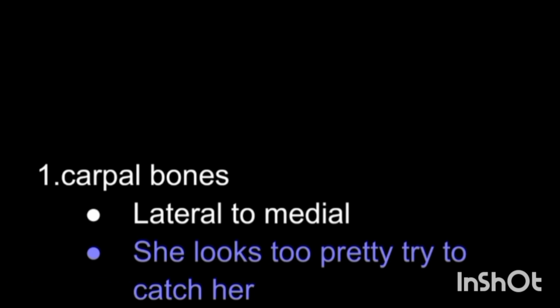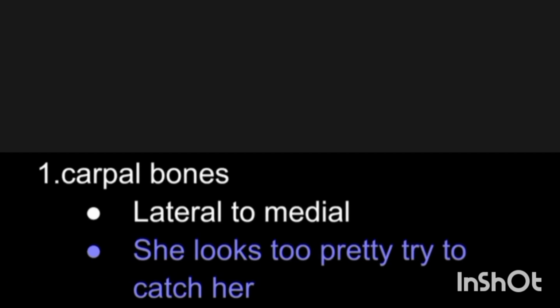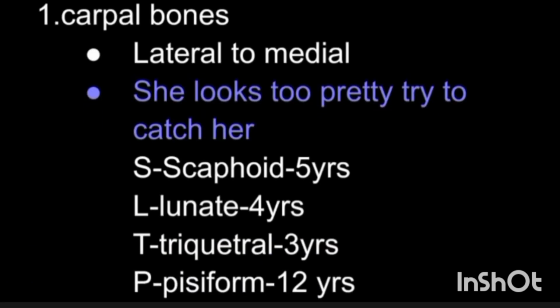First, let us see carpal bones. The arrangement of carpal bones from lateral to medial. Here, remember the mnemonic: She looks too pretty, try to catch her. S for scaphoid, L for lunate, T for triquetral, and P for pisiform.